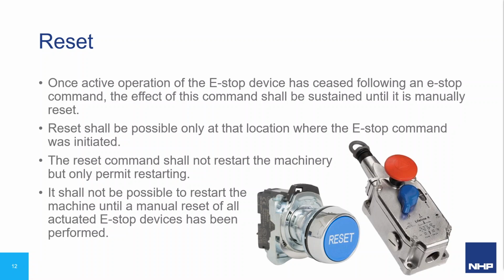You want to have checked that the dangerous condition has been cleared before the machine can be started again. It also ensures that by resetting the e-stop device, you're ensuring that it is functional and available for the next time it may be used. An important one, the resetting of the e-stop shall not restart the machinery, but only permit restarting.